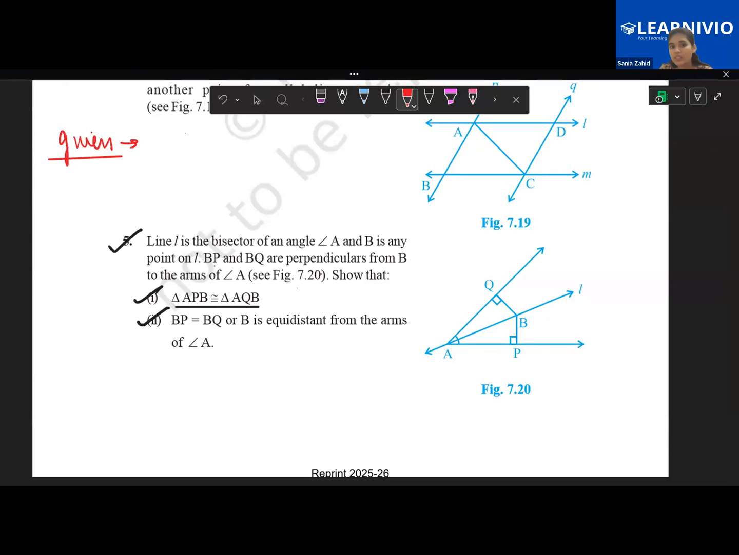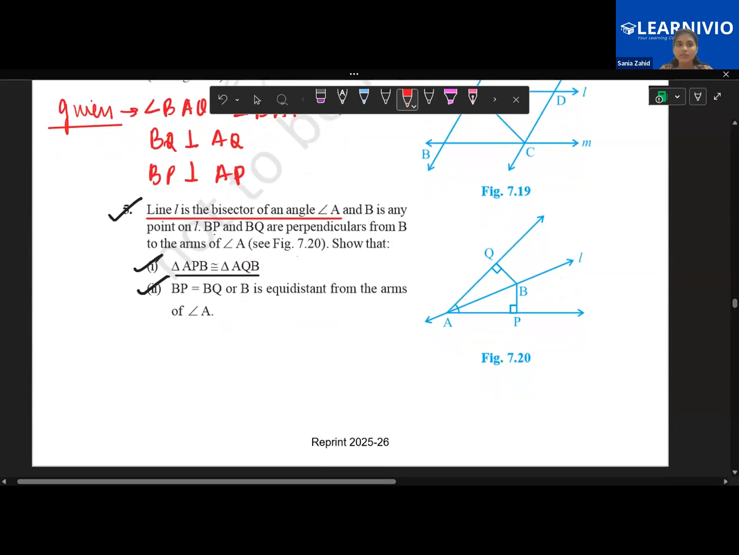First, children, remember it's written bisector of angle A. So first you mention this point only. What do you understand by this? What two angles are equal? You can write angle BAQ is equal to angle BAP. Then BP and BQ are perpendicular. So you will write down BQ perpendicular to AQ first, and then you can write down BP perpendicular to AP.